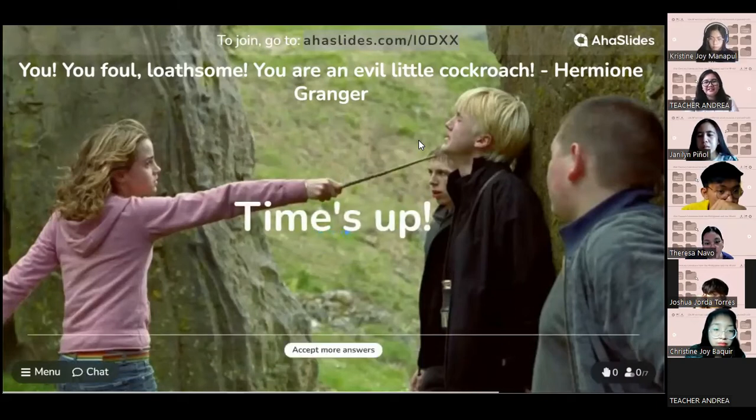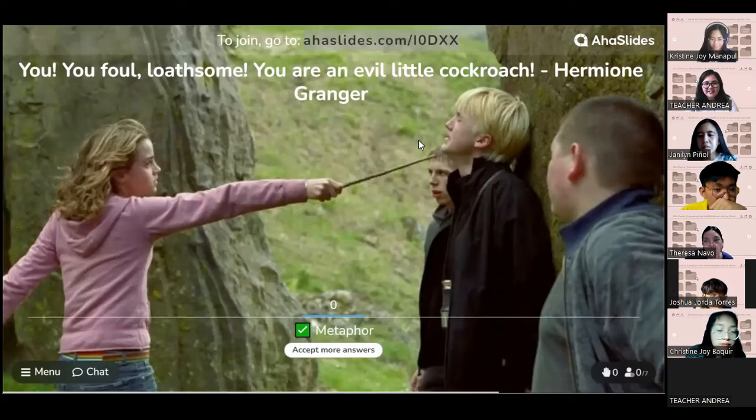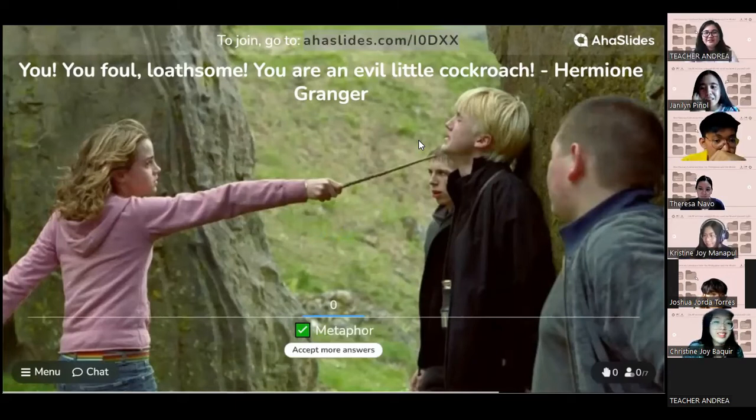Christine again. How about the others? How about the other Christine? Christine Joy. Oh, you're also Christine Joy. Yes, ma'am. I think it is metaphor. Yes, it's metaphor. So, what did Hermione directly compare to this boy? I think Hermione compared that boy to a little evil cockroach. That's why it's metaphor. Yes, that's very good.